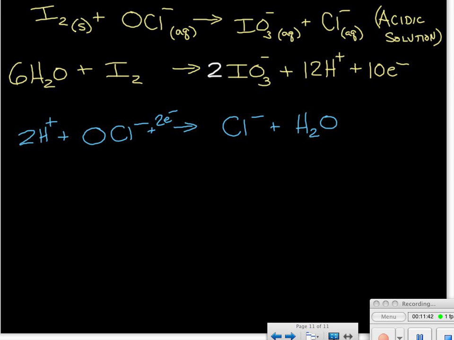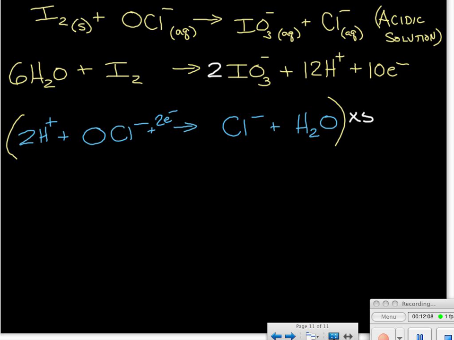But in this case, in our first half reaction, we've got our 10 electrons on the right hand side. Our second half reaction, we have our 2 electrons on the left hand side. So we're in good shape there. But we have 10 in the first one and only 2 in the second one. So what we're going to do is take all of this second equation down here, and we're going to multiply it by 5.